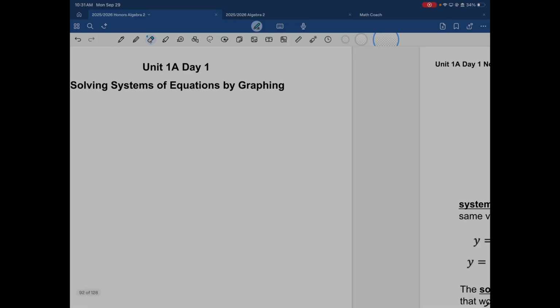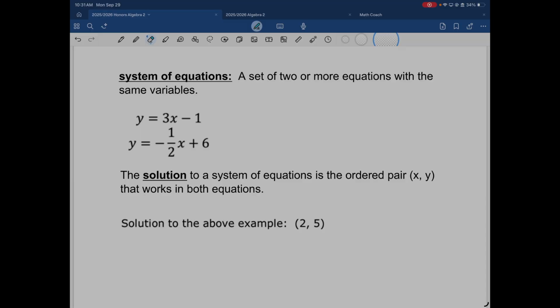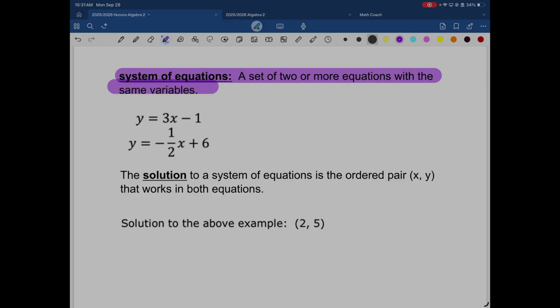So just a reminder, you've done systems of equations before. It is not new. A system of equations is a set of two or more equations with the same variable. So those of you that like to write definitions down, a system of equations is a set of two or more equations with the same variable. So we've got in this case, y is equal to 3x minus 1, and y is equal to negative 1/2 x plus 6. So we've got two equations with the same variables.